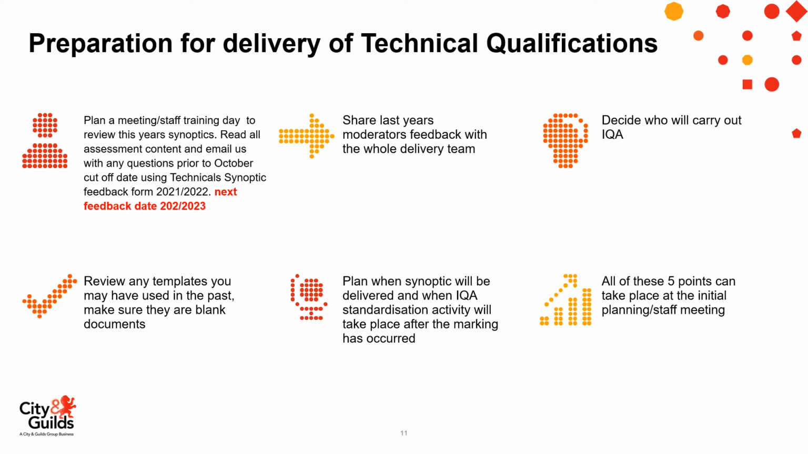Number 3, decide who will carry out the IQA. Number 4, review any templates you have used in the past and make sure they are blank documents. Number 5, plan when the synoptic will be delivered and when the IQA standardisation activity will take place after the marking has occurred. All these 5 points can take place in the initial planning or staff standardisation meeting.